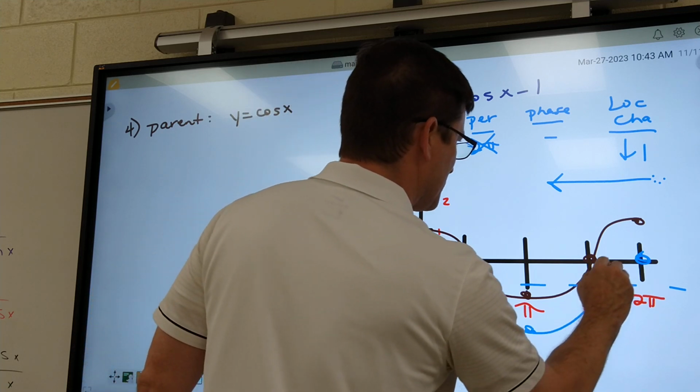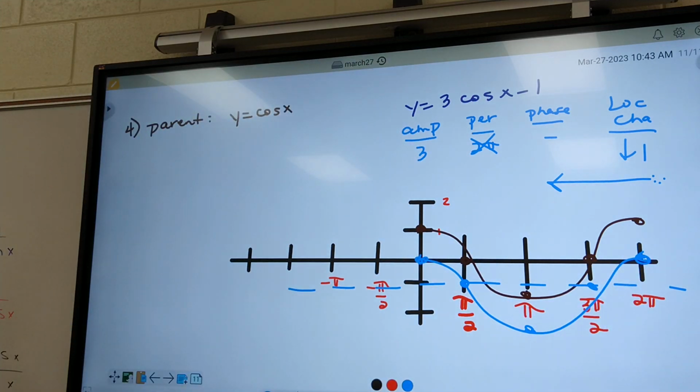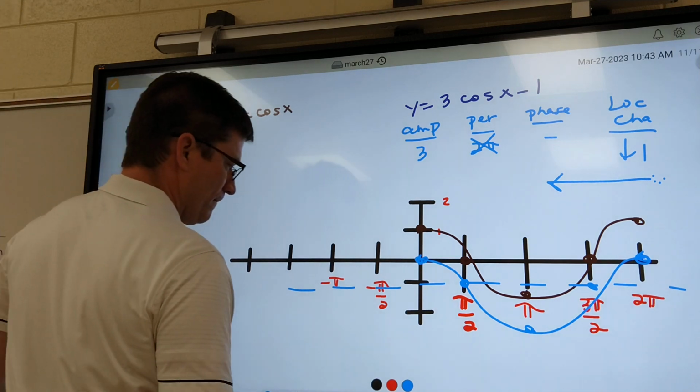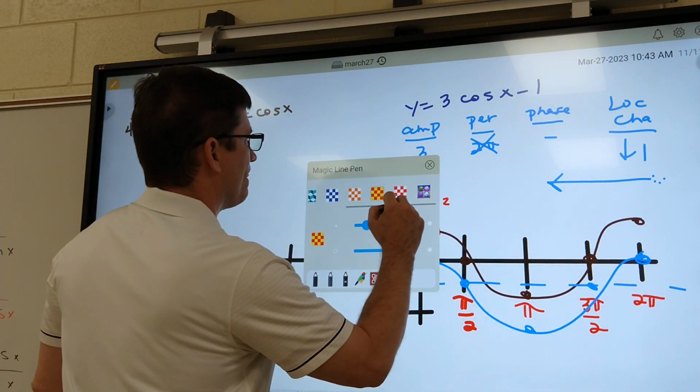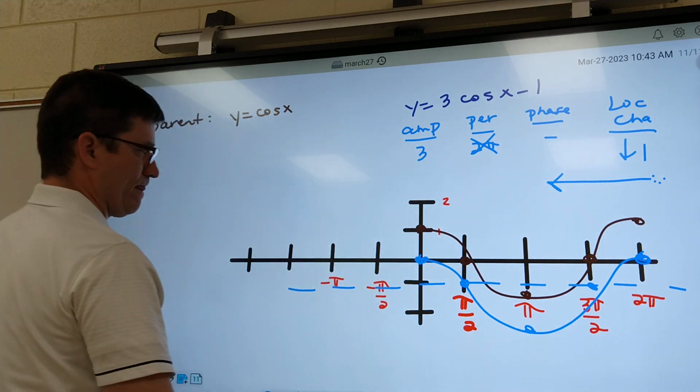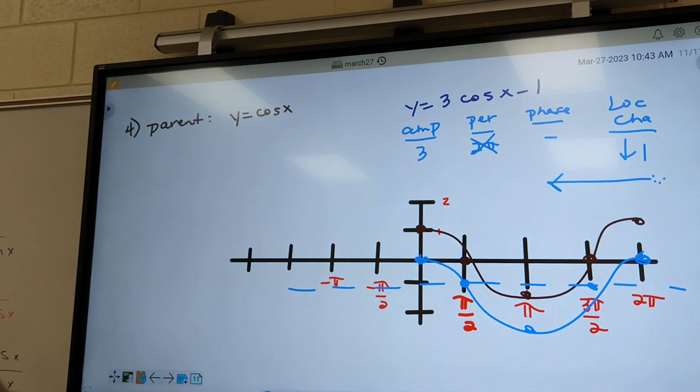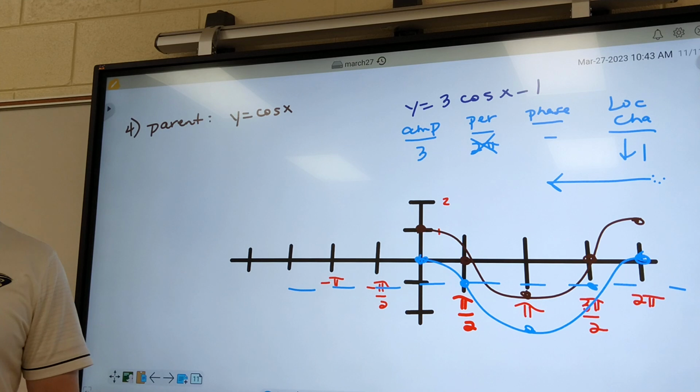Now draw the same exact shape. So look at what I've done. I have moved everything down 1 space. That's your location change. If it said up 4, we would move the whole graph up 4. Points, dotted line, everything. Anybody have a question on the location change? Yeah, I would just draw my dotted line down 1, then put everything on the dotted line.